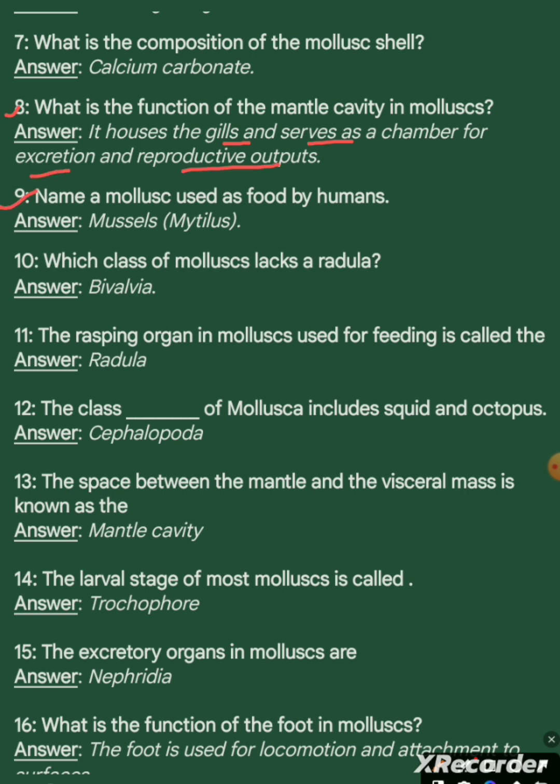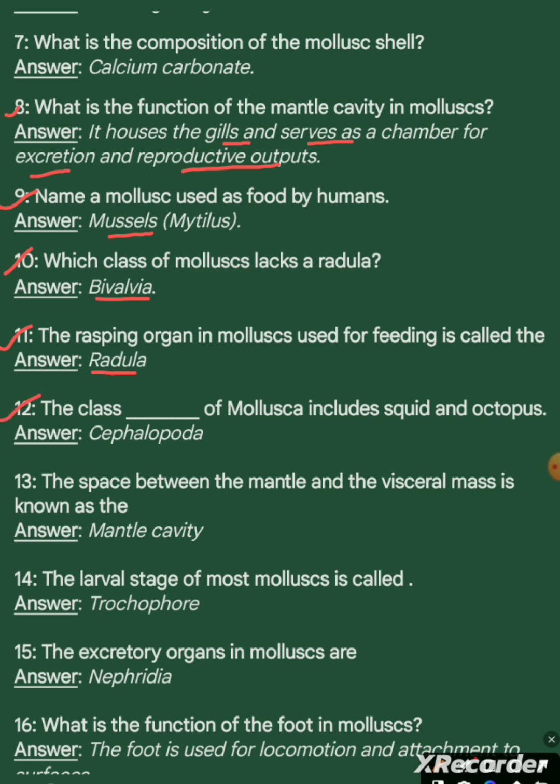Question 9. Name a mollusk used as food by humans. Answer. Mussels, Mytilus. Question 10. Which class of mollusk lacks a radula? Answer. Bivalvia. Question 11. The rasping organ in mollusks used for feeding is called the answer radula.